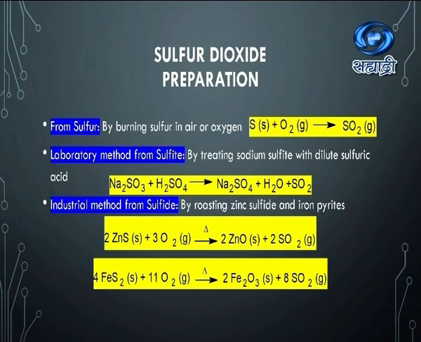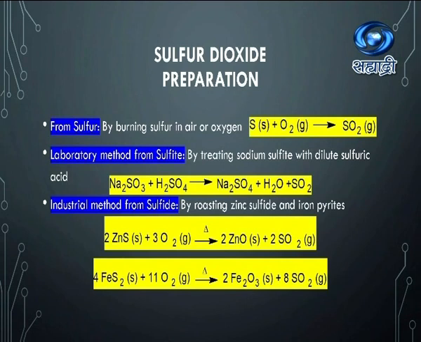Now, upon discussion of atomic properties, physical properties and chemical properties in general, in the remaining chapter we are going to discuss some of the compounds of group 16 elements. In that, the very first is sulfur dioxide. So how is sulfur dioxide prepared? It is prepared by three methods, as can be seen on the slide, from sulfur.